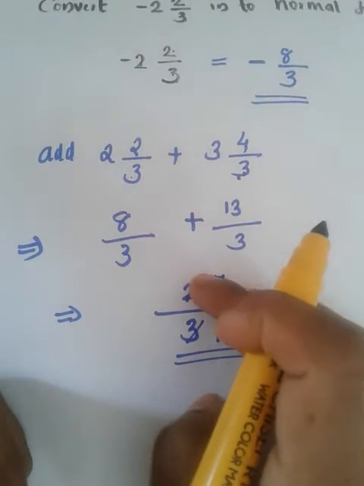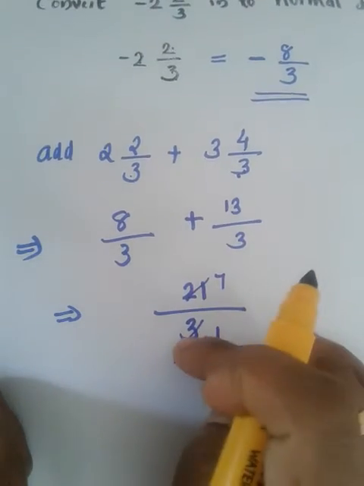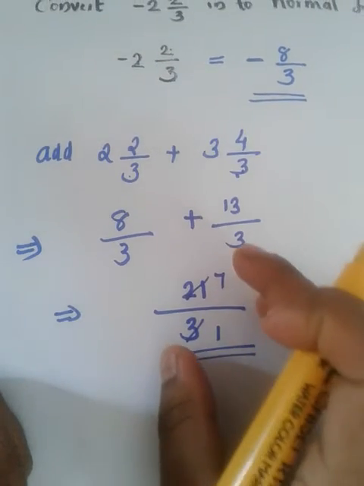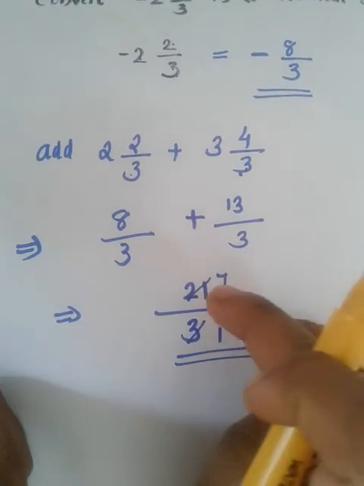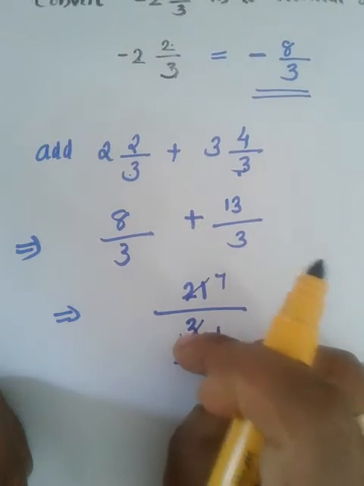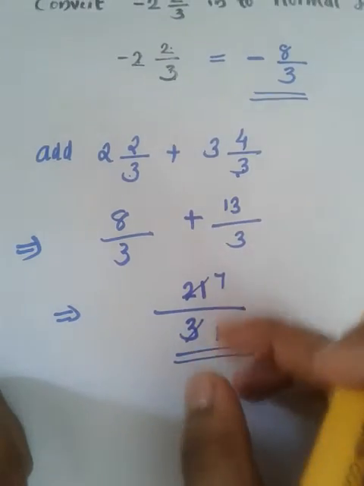Common factor. There exist many factors for 21. There exist many factors for 3. But we should think about the common factor. And we understood that we can divide 21 by 3, and with the same 3 we can divide this 3 also. That means 3 is the common factor.